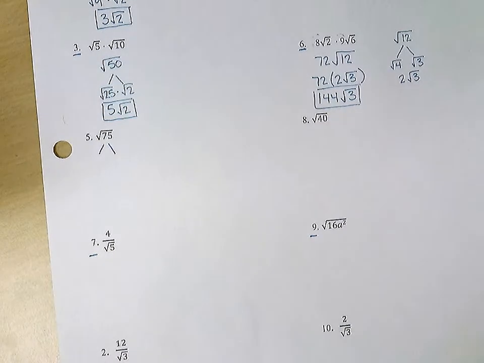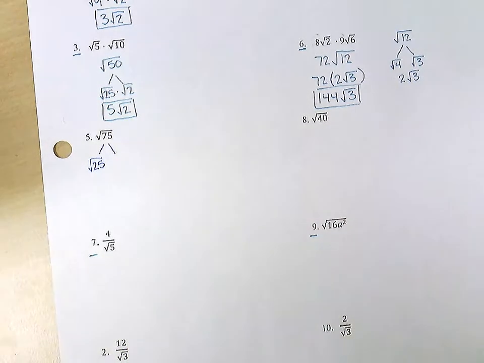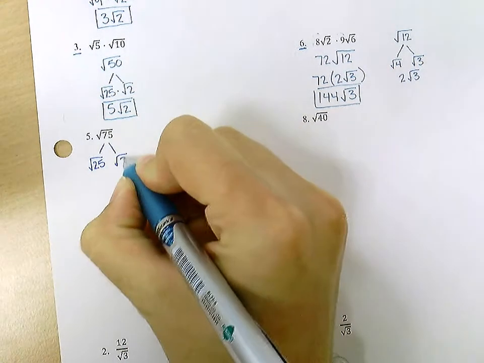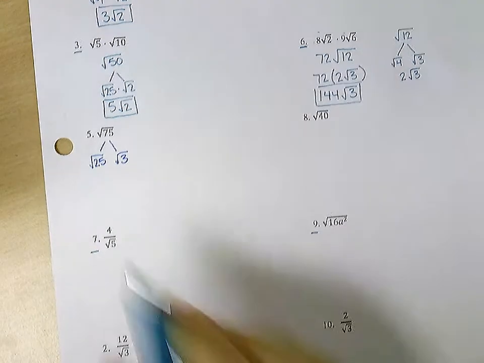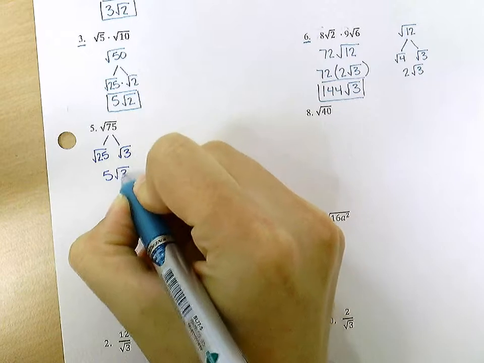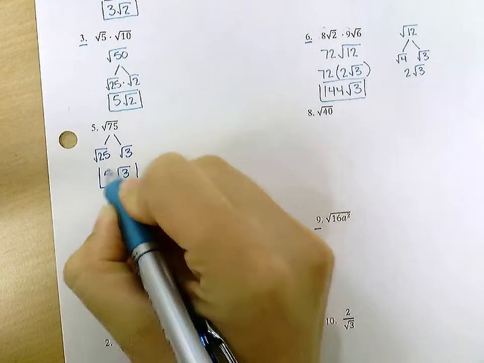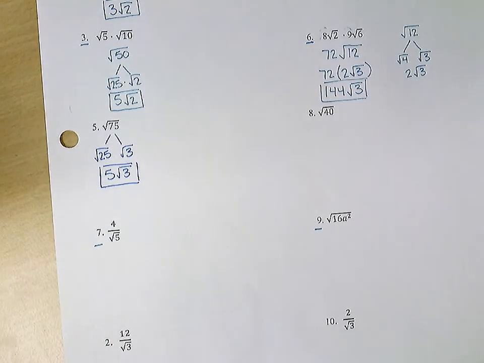All right, what did you split 75 into? And 3. Okay, I can take the square root of 25, that's 5. And we'll leave the square root of 3 because that is irrational. And that would be my simplified answer.